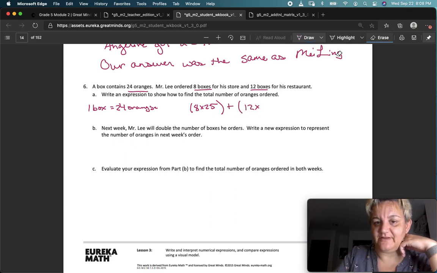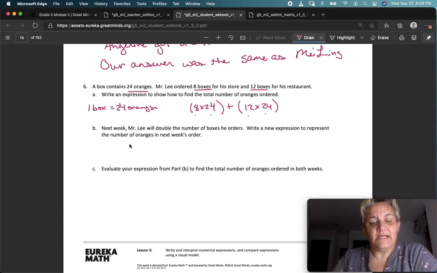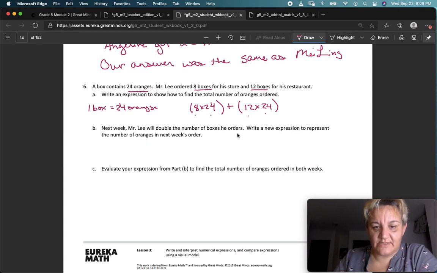Ooh, I'm sorry, I wrote 25 there. Here, write an expression to show how to find the total number of oranges ordered. So the store got 8 boxes of 24 each, and the restaurant got 12 boxes of 24 each. So our expression is 8 times 24 plus 12 times 24. Next week, Mr. Lee will double the number of boxes he orders. Write a new expression to represent the number of oranges in next week's order.